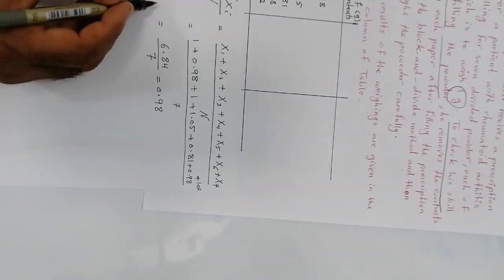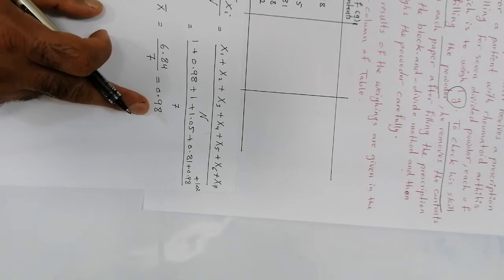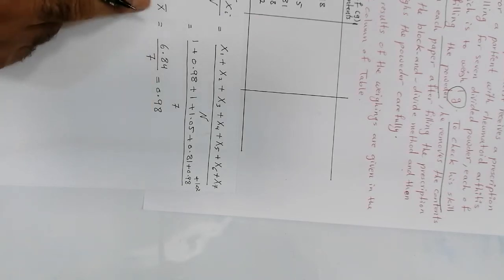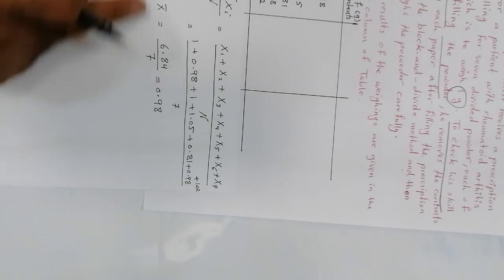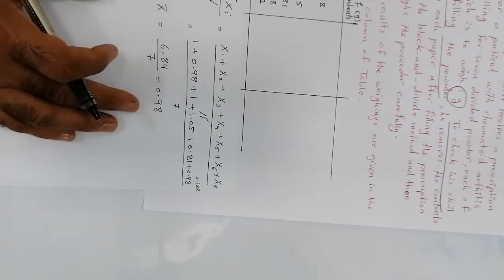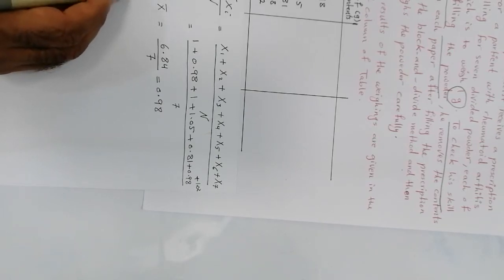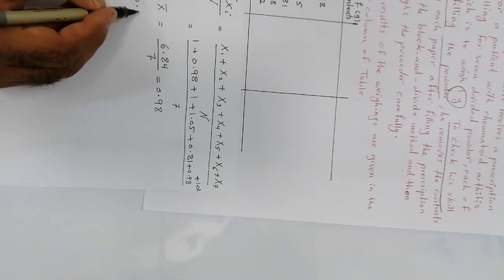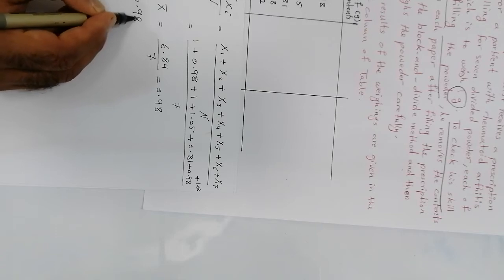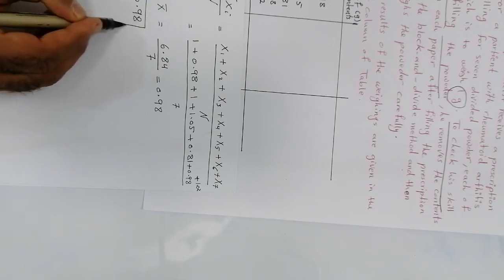The mean is 0.98. Okay, this represents the mean. So the mean of xi equals 0.98.